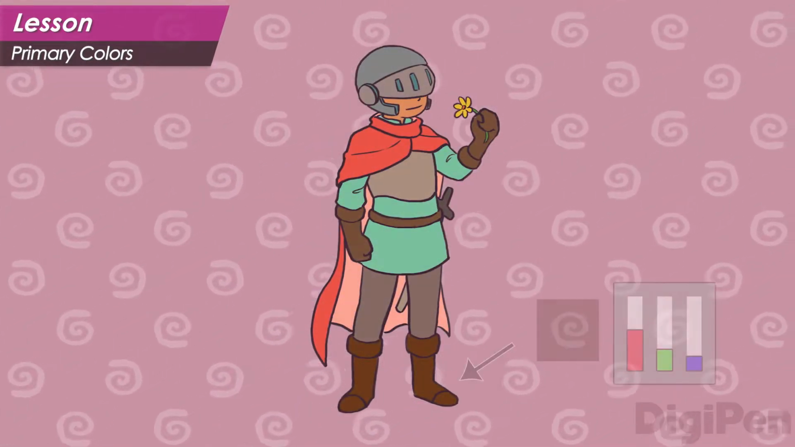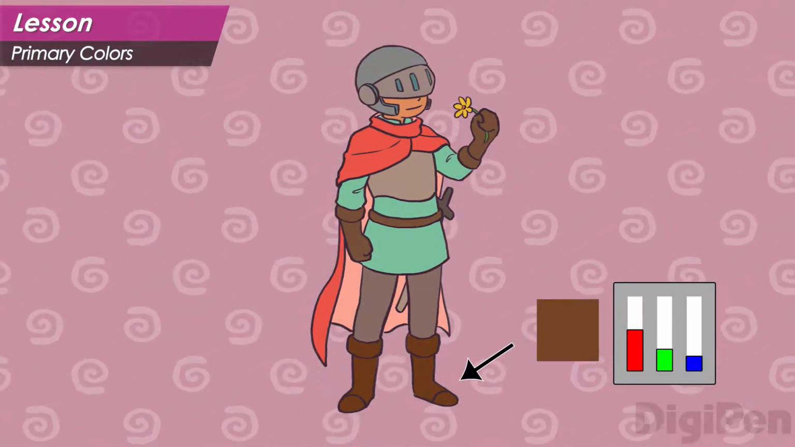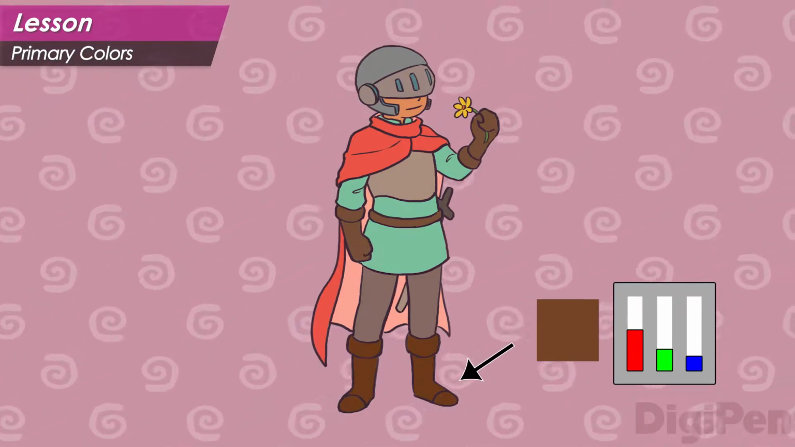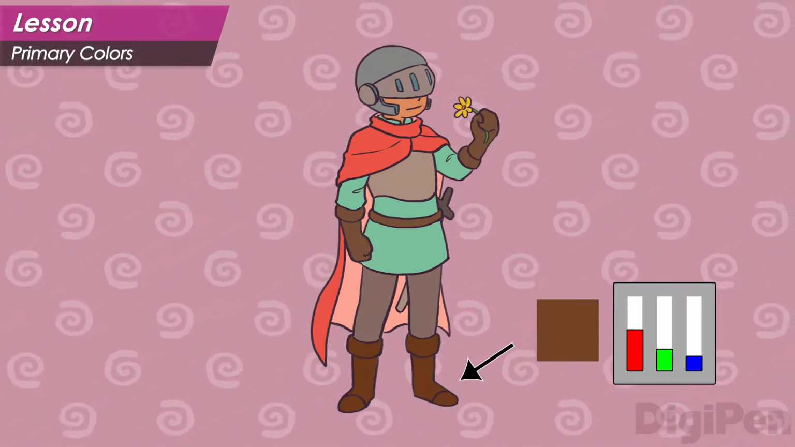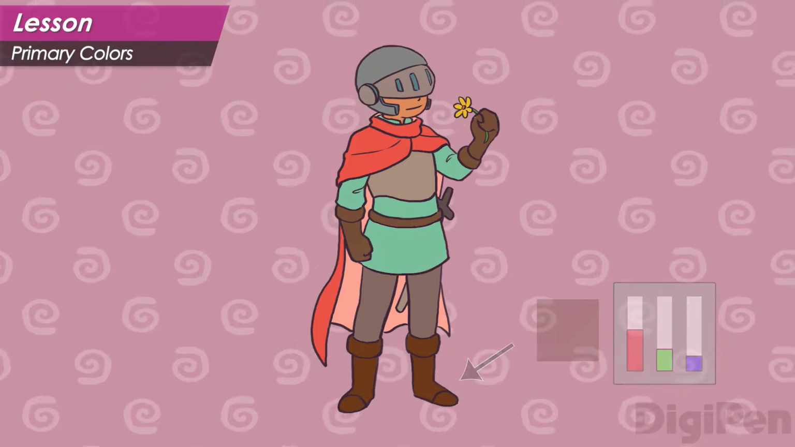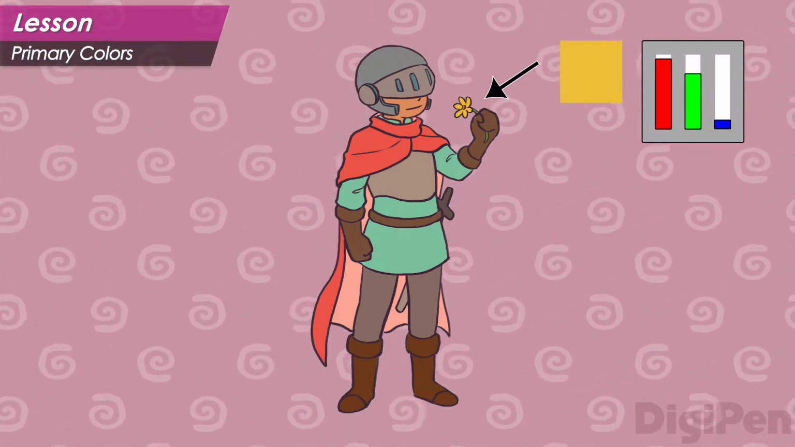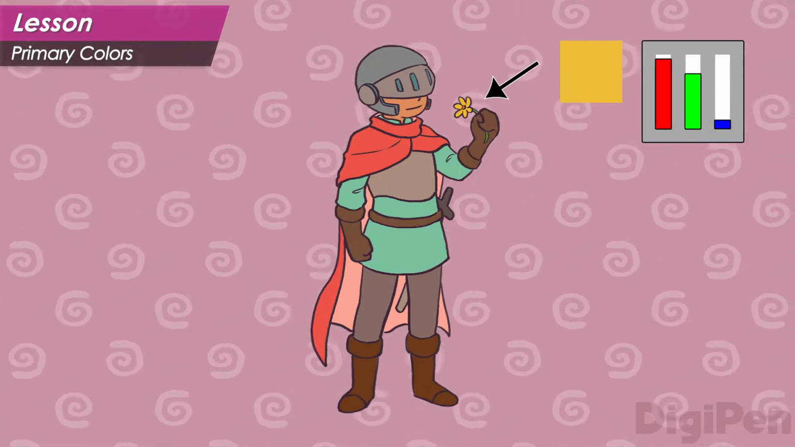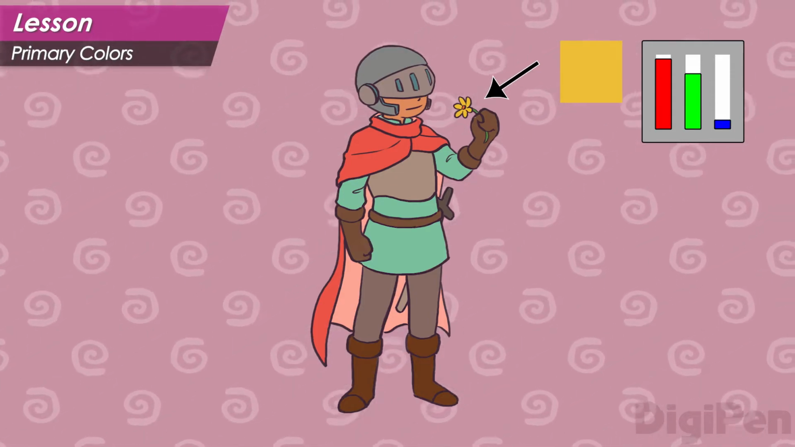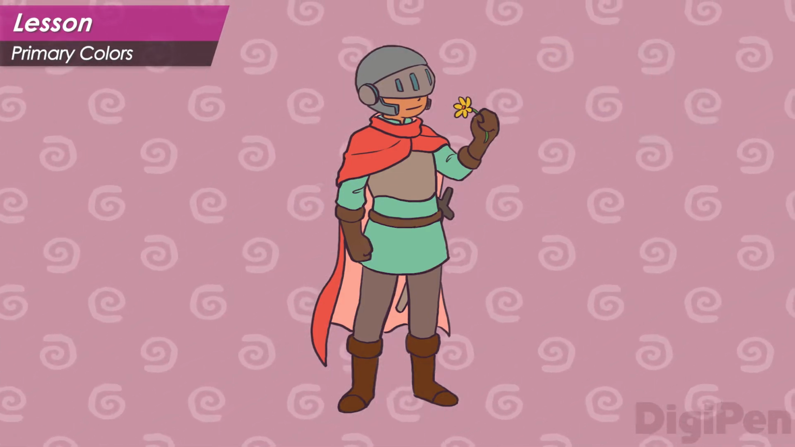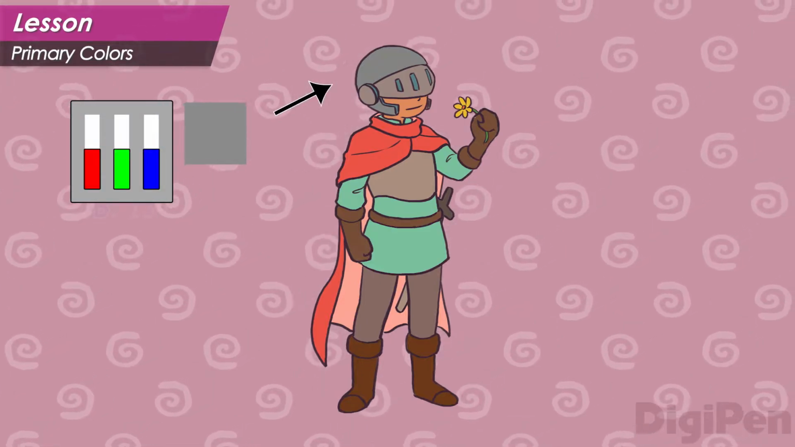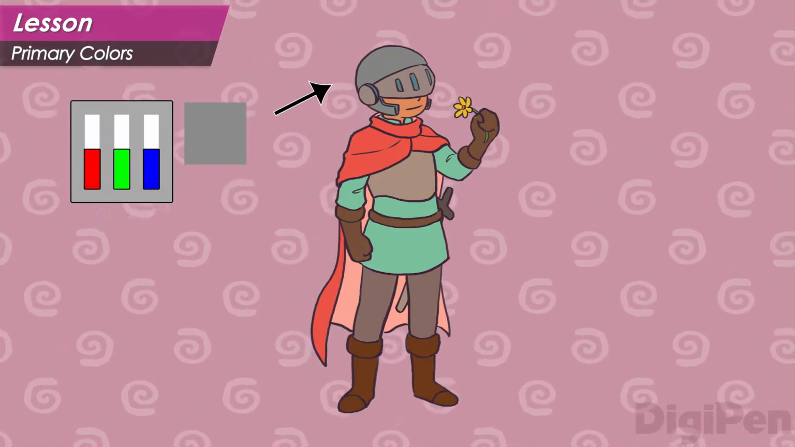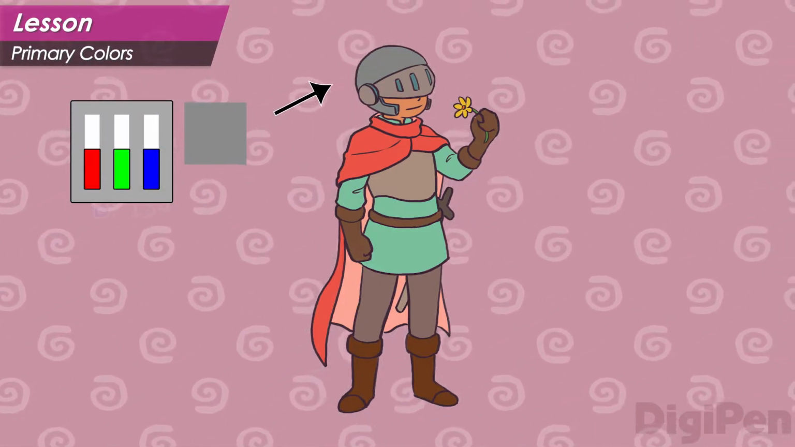For example, the brown color of this shoe is made by mixing a medium amount of red with small amounts of green and blue. This yellow flower is colored with large amounts of red and green and almost no blue. The gray used for this helmet is red, green, and blue mixed in equal amounts.